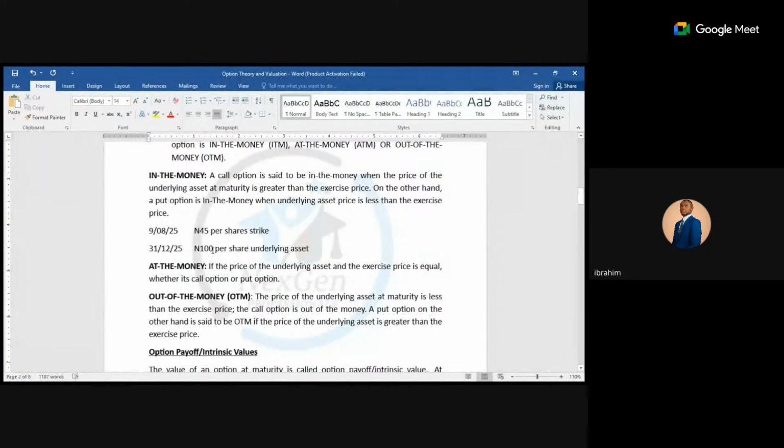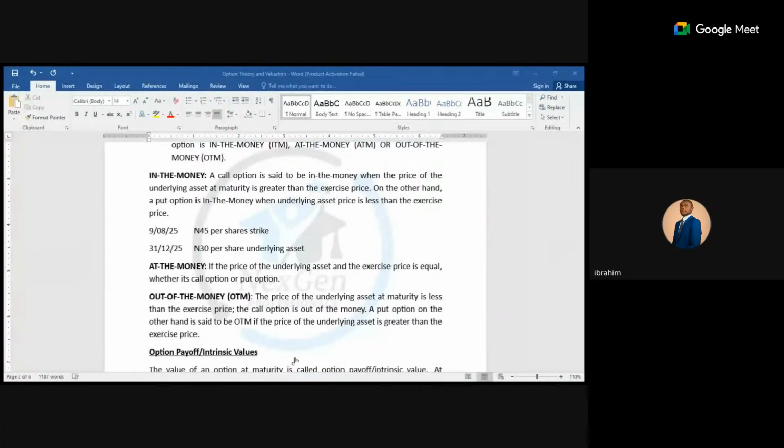So at the end of December, maybe the price has decreased to, let's say, 30 naira per share. Will you exercise your right or not? With that, you are in the money, is that not so, class? You are in the money, because you've hedged. You've said that you will sell at 45 naira per share at the end of December. The current price of the underlying asset has now decreased to 30 naira. You are in the money. You will make money.